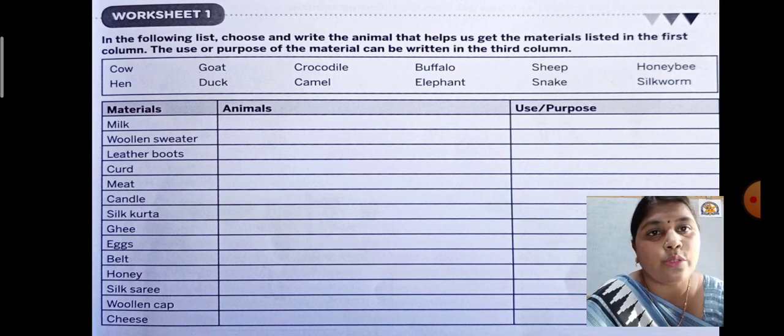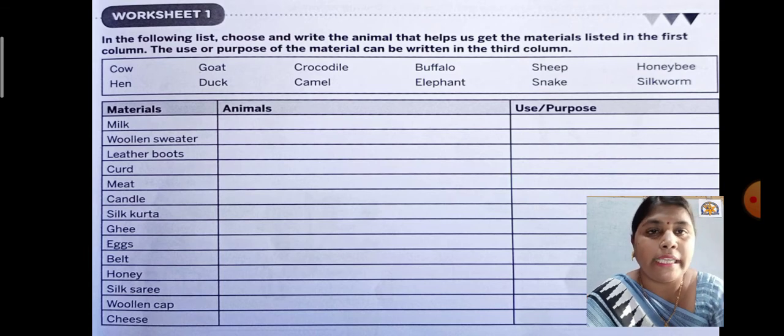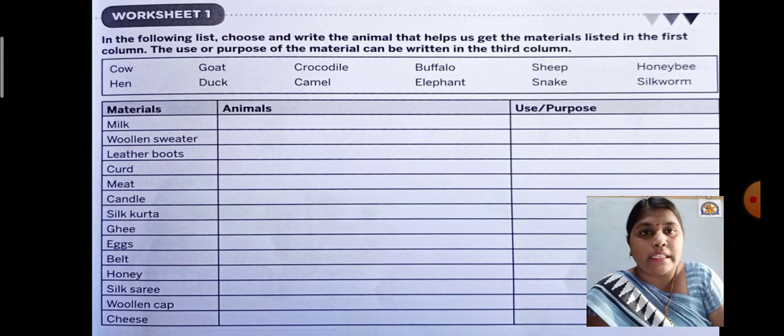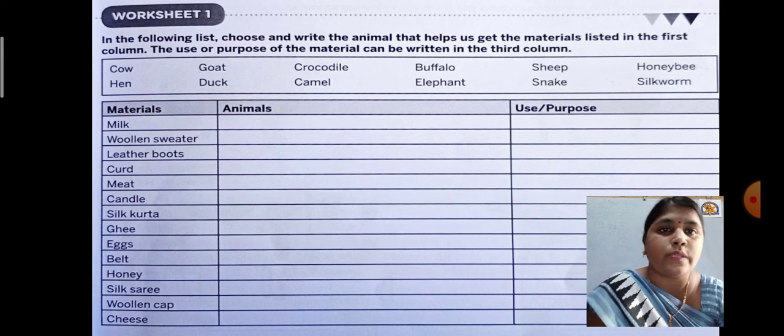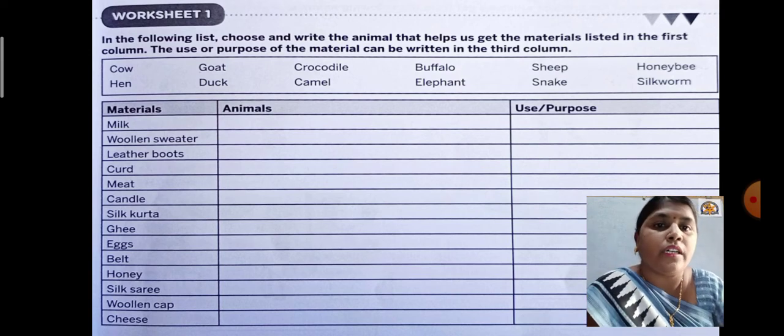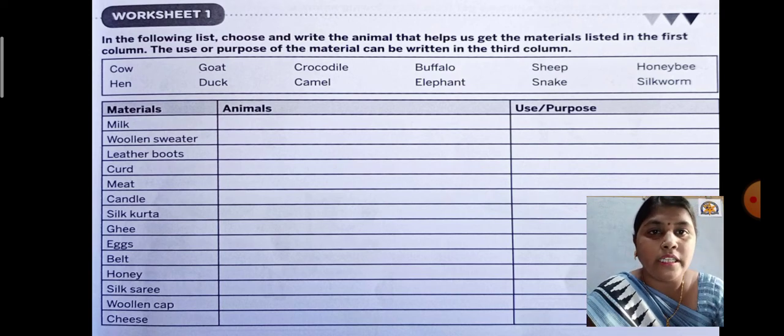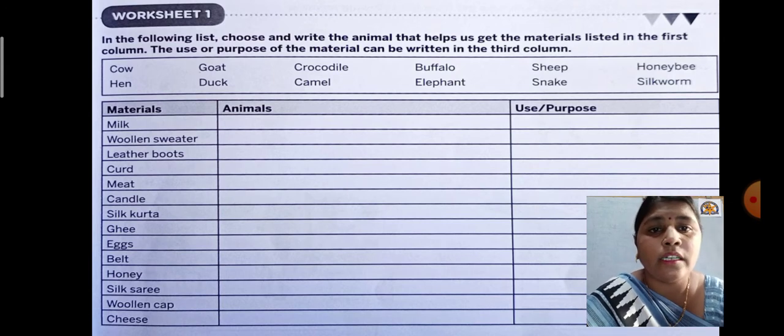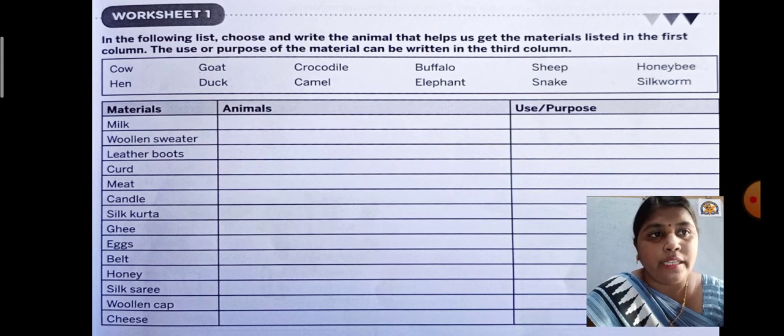Animals are given, and materials are also given. So see the names of materials first: milk, woolen sweater, leather boots, curd, meat, candle, silk kurta, ghee, eggs, belt, honey, silk sari, woolen cap and cheese. Now how to write the answer?